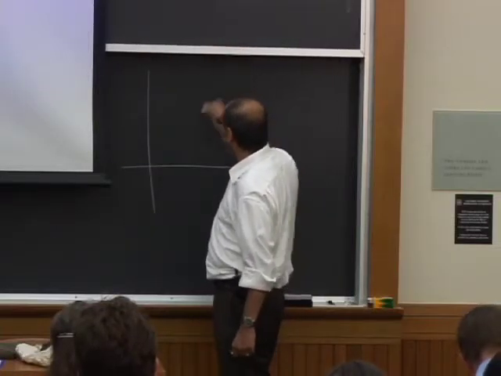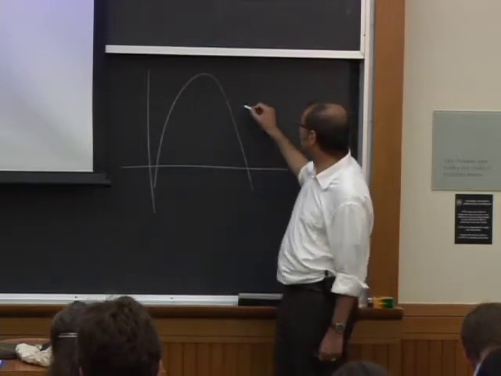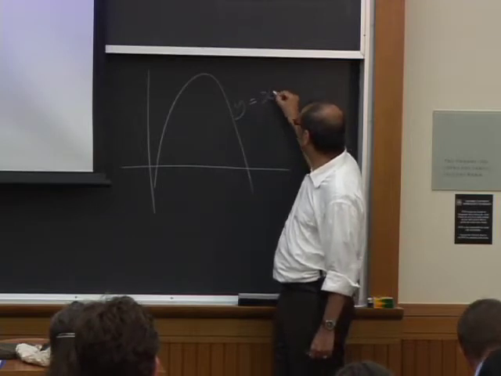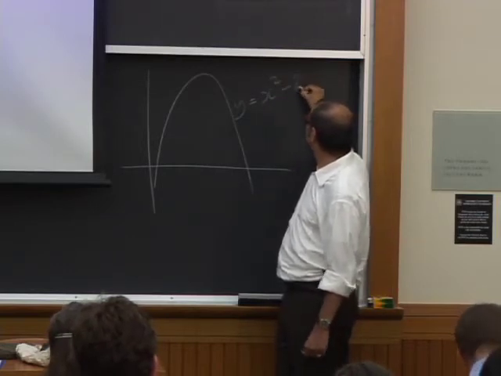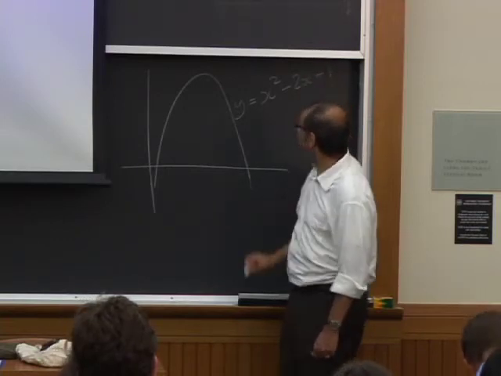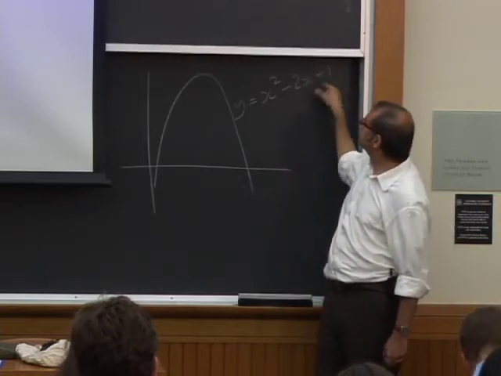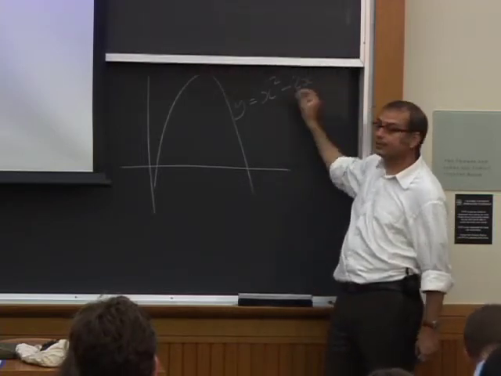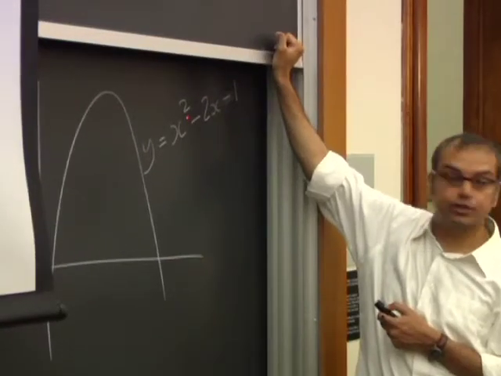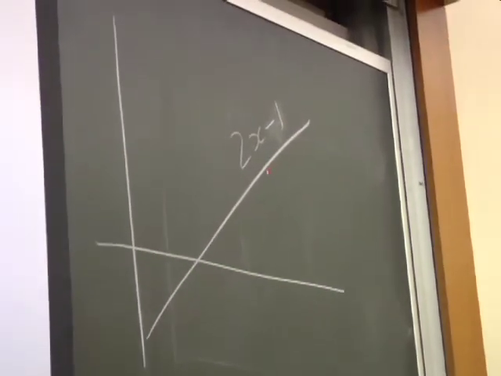A polynomial of order 2 might look like this. What's the difference between the two expressions? The highest power of x here is 2. The highest power of x here is 1.